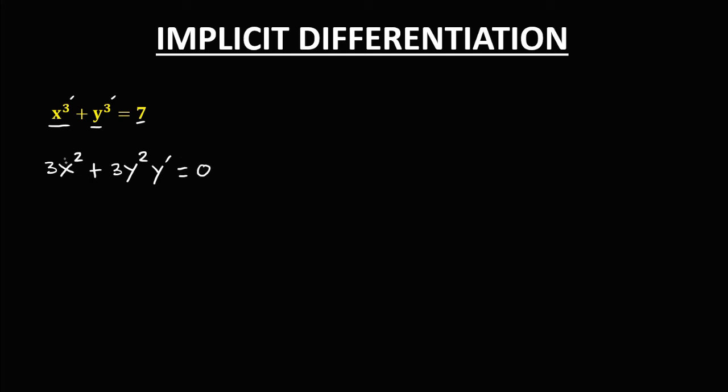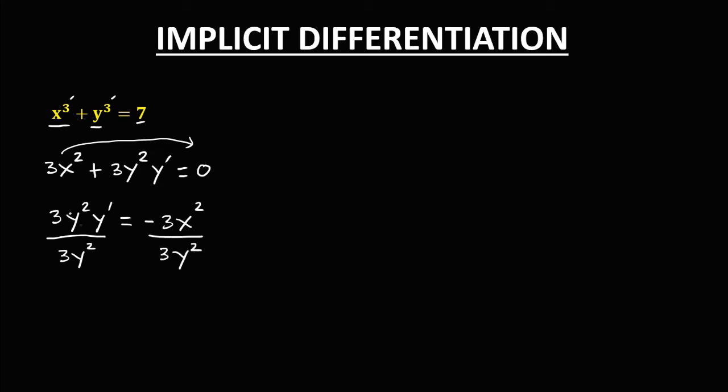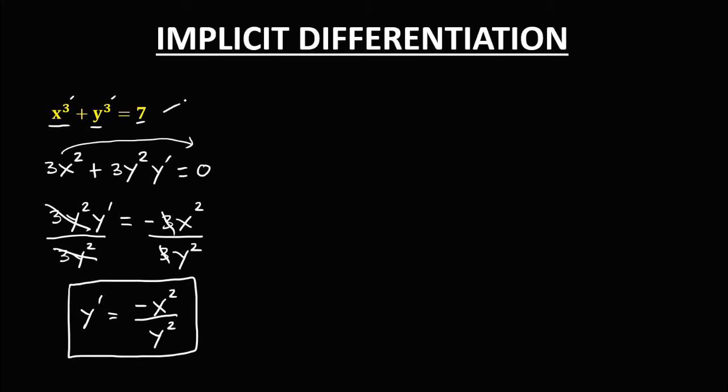Then to solve for y prime, we need to transpose this 3x to the power 2. So we have 3y squared y prime equals, so this becomes negative 3x to the power 2. Then divide both sides by 3y squared. So cancel. So y prime equals, so cancel this 3. So we have negative x to the power 2 over y to the power 2. So this is now the derivative of this equation.